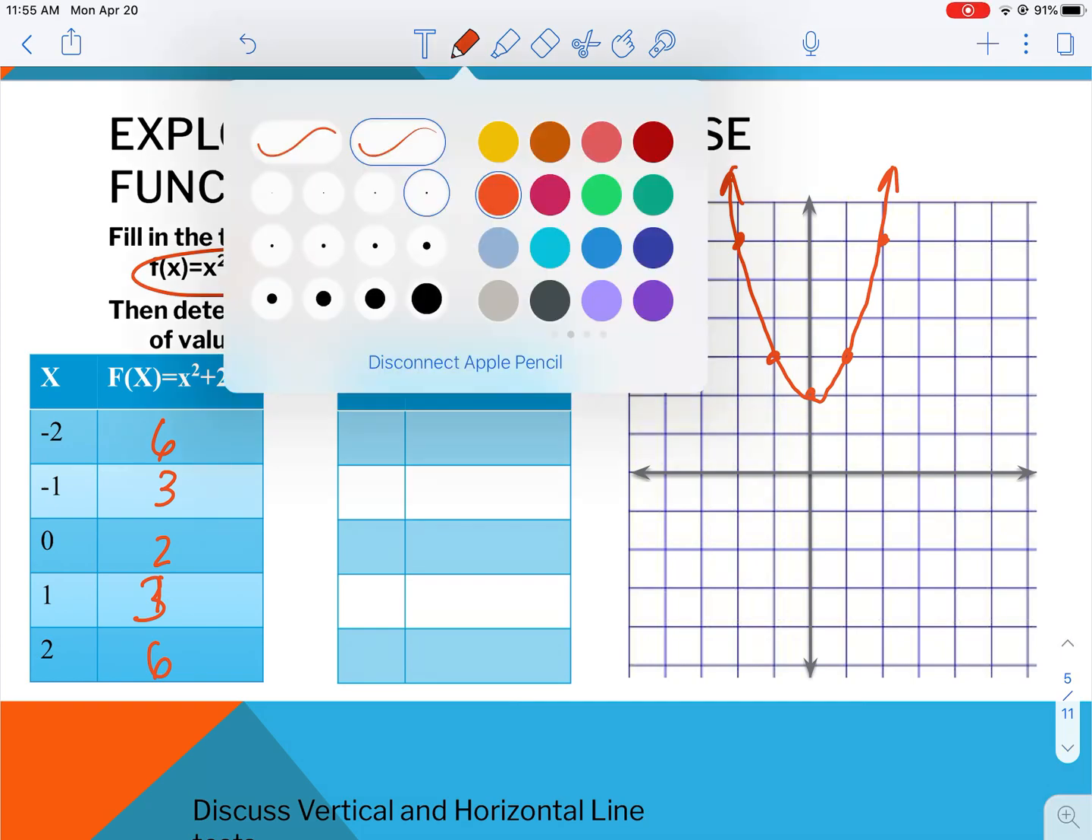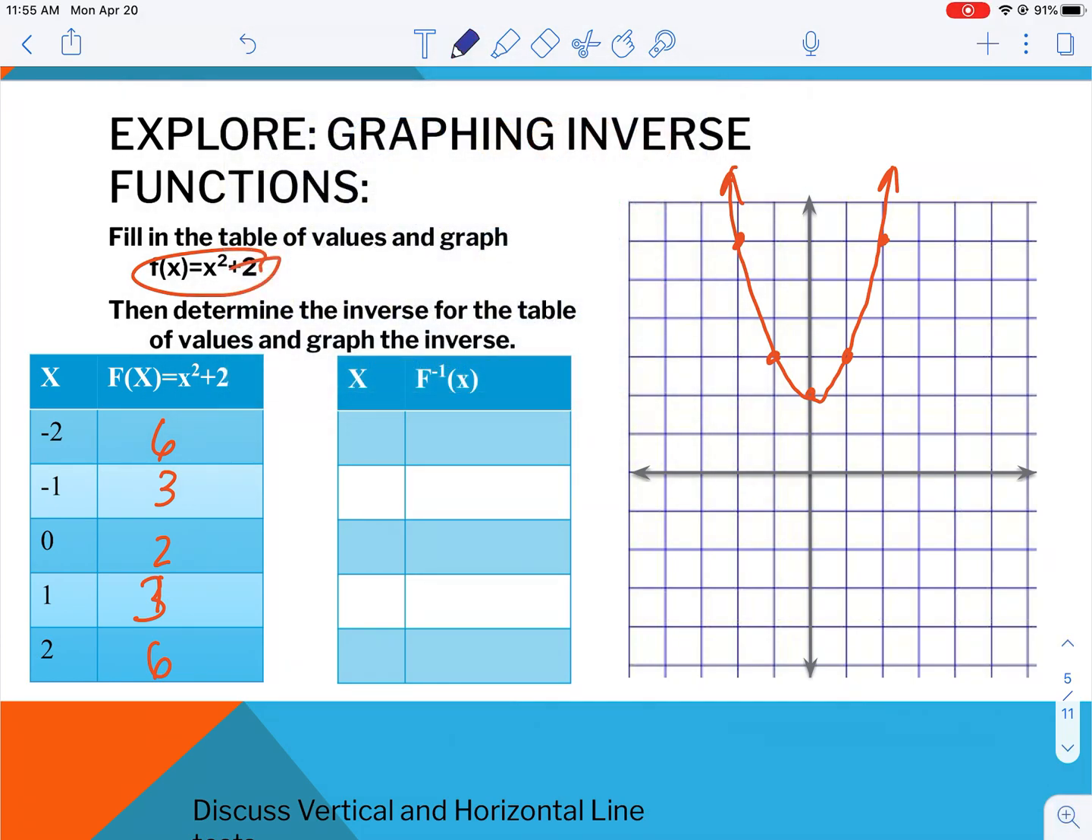Now, if I want to find the inverse of that, I will exchange the x's and the y's. So let me pick a different color. So now my x's, or my y's from this graph, will now be my x's. And the x's here will now be my inverses, my y's.